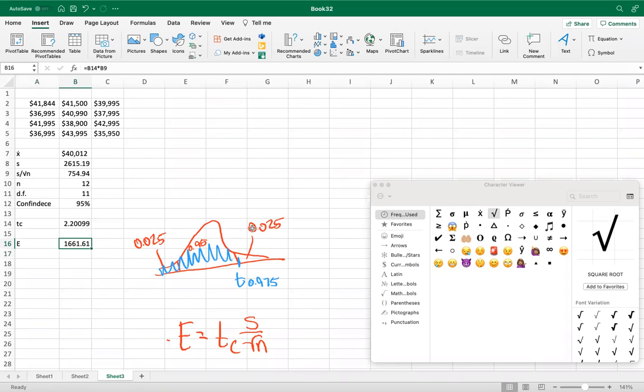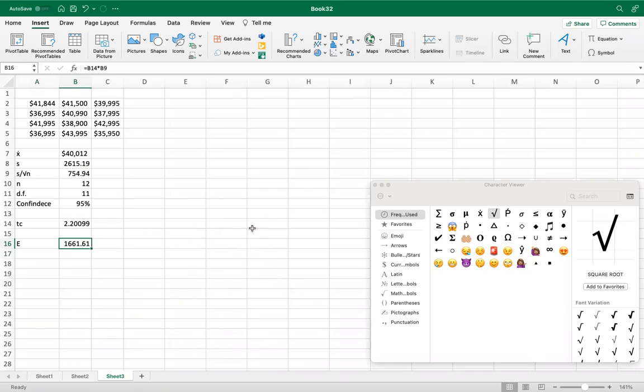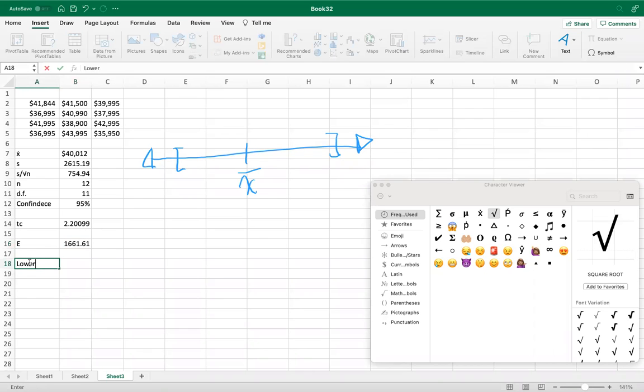And just like we did before, we have our lower bound and our upper bound. So what we're doing is we're getting our sample statistic, which in this case is X bar. And we're subtracting our margin of error here, adding our margin of error over here. And that's what we have to do there. So here we have our lower bound and we have our upper bound. So now for the lower bound, we're going lower in numbers, so we're going to subtract. So equals our mean minus our margin of error. And here we have our mean plus our margin of error.